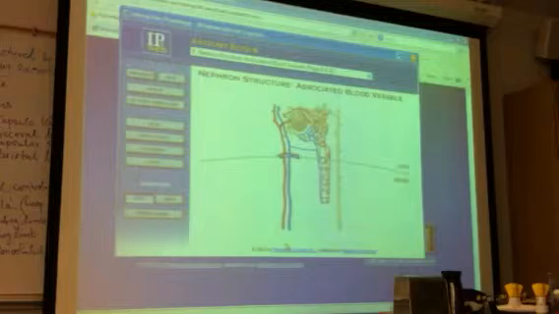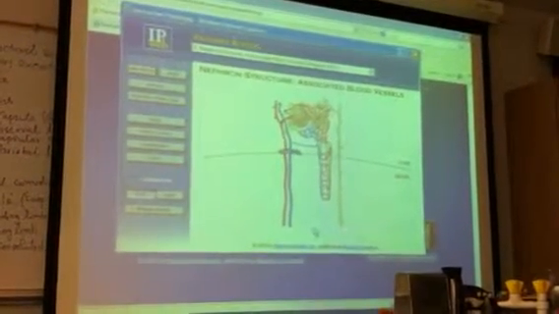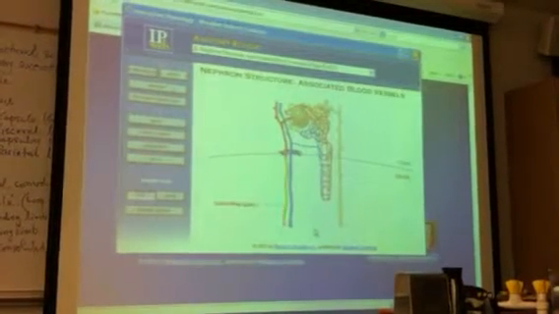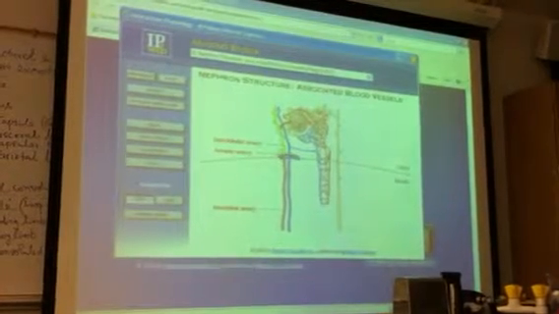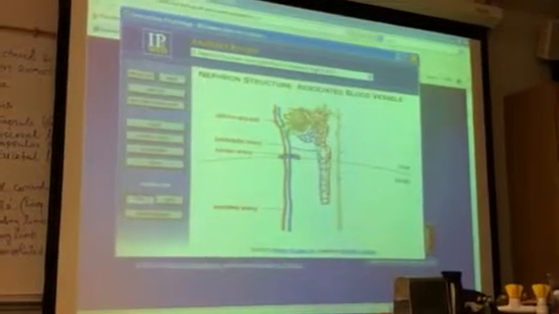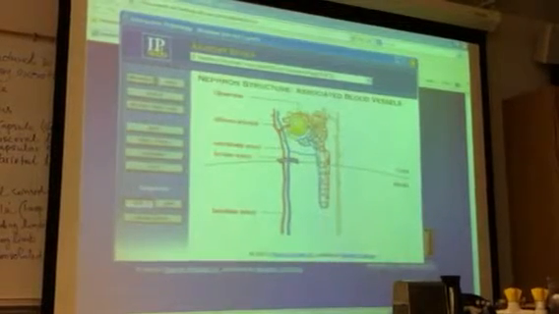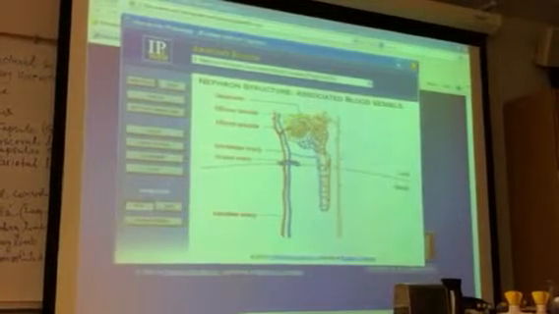Recall that blood entering the kidney through the renal artery flows first into the segmental arteries and then into the lobar arteries. From there it enters the interlobar arteries, the arcuate arteries, the small interlobular arteries, and the still smaller afferent arterioles, which empty into a capillary bed called the glomerulus. Leading away from the glomerulus is the efferent arteriole.